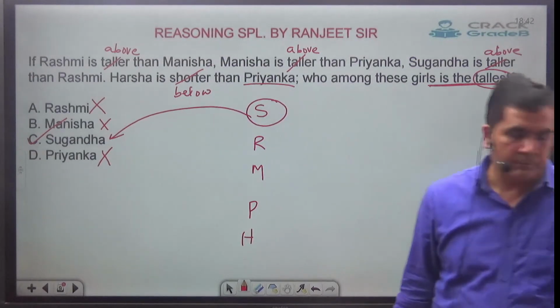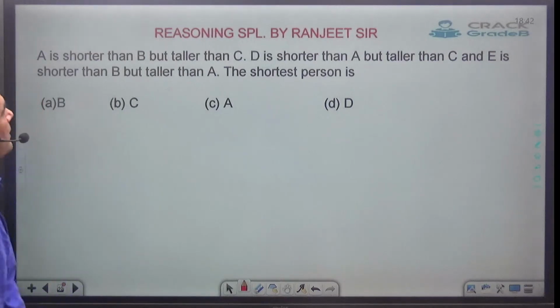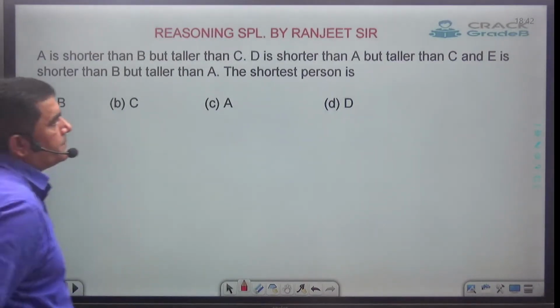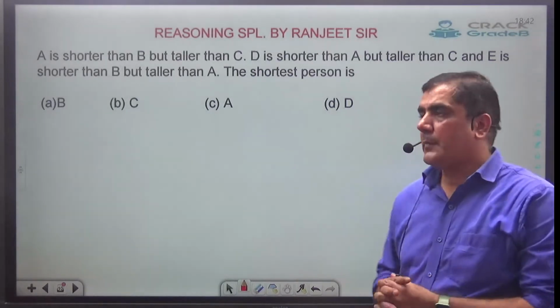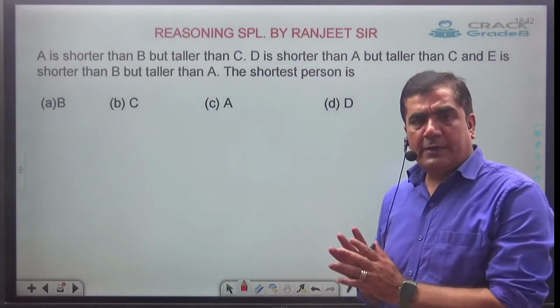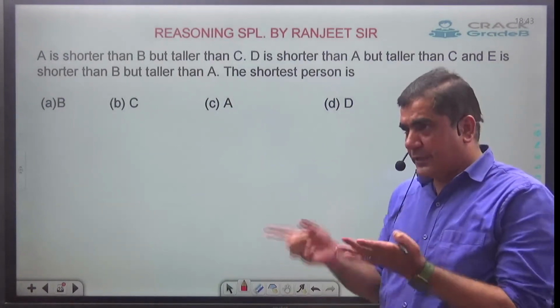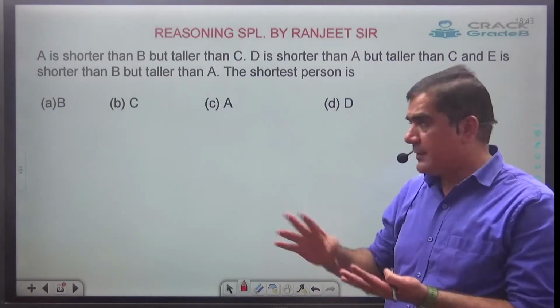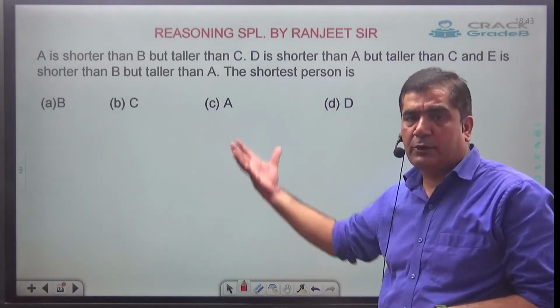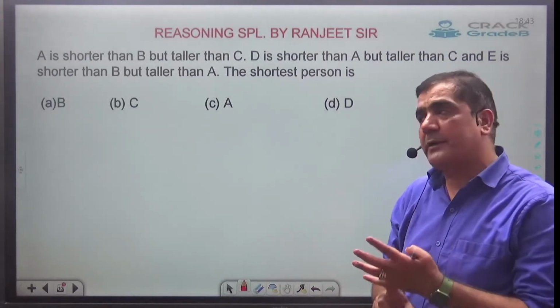Clear? Okay. Now let's go with the practice mode. For every question I'm going to plot them vertically, because without touching the pen you can very easily get the answer. But my job is to explain to you the vertical method, because this method will be applicable in your banking examination.